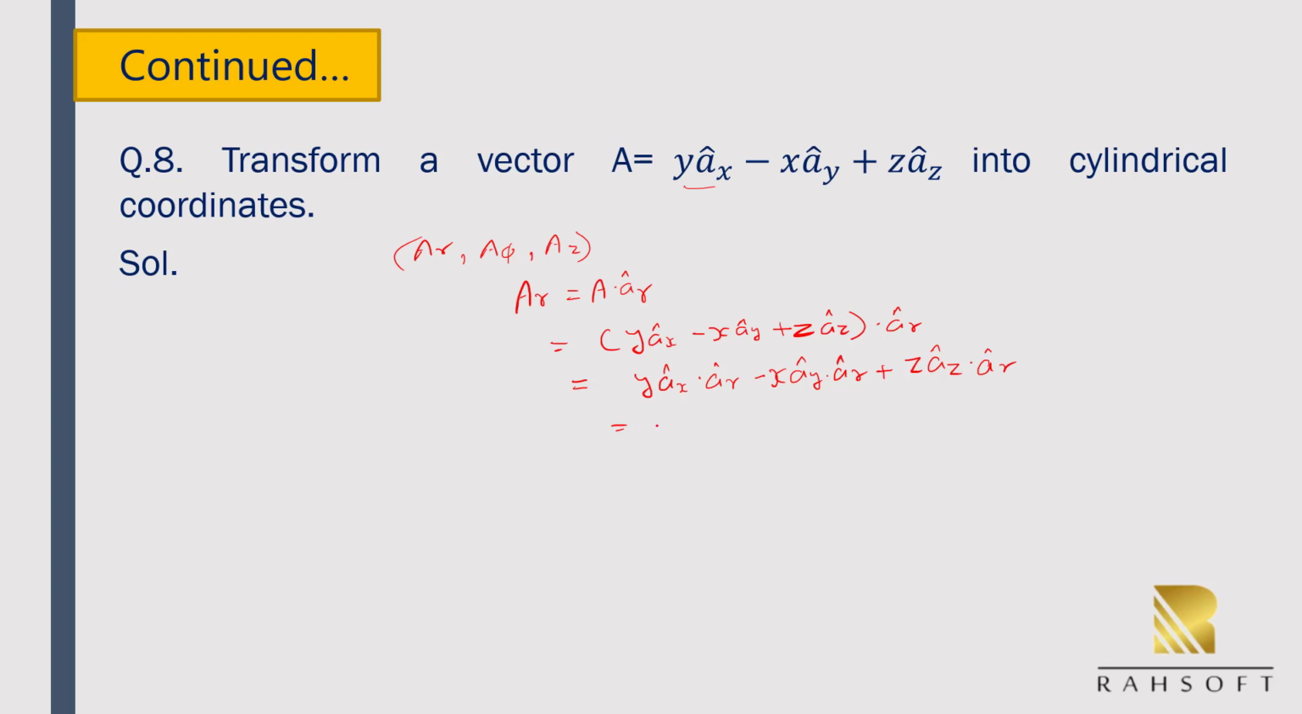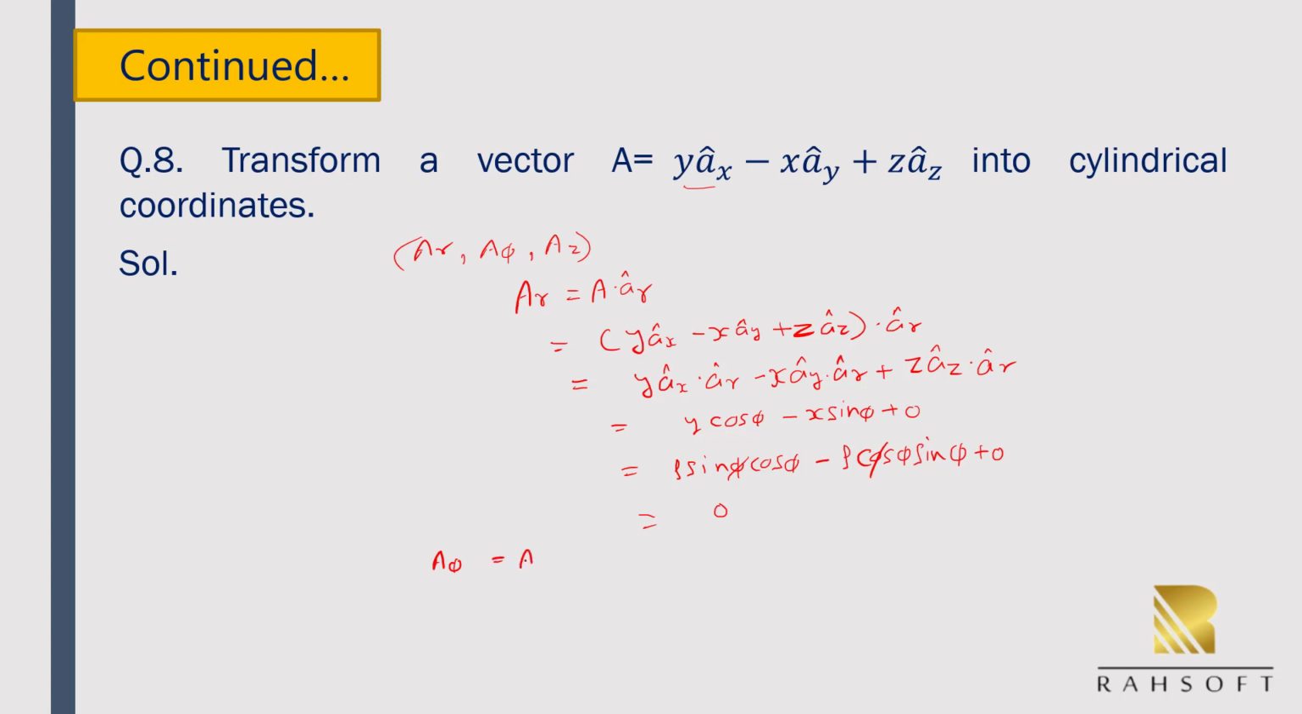So after solving this, we know the value of unit vector a x dot unit vector a rho is cos phi. So it is y cos phi minus x sin phi plus 0. It is equal to rho sin phi cos phi minus rho cos phi sin phi plus 0. So this term will be cancelled out and it will equal 0. So A rho is equal to 0 here, and now we have to calculate A phi.